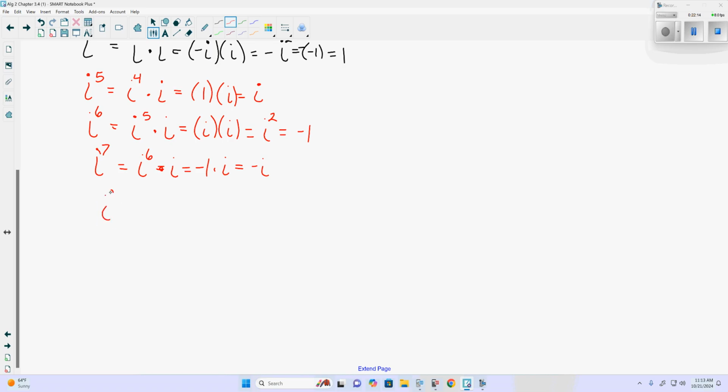1. Because i to the eighth, there's different ways we could have broken it down. We could have said it's the same as i to the fourth times i to the fourth. 1 times 1 gives us 1. Or i to the seventh is -i, times i would give us -i squared, which gives us -1 times -1, which is 1.